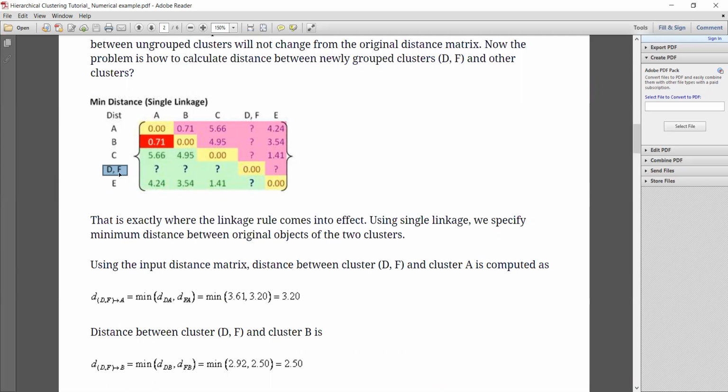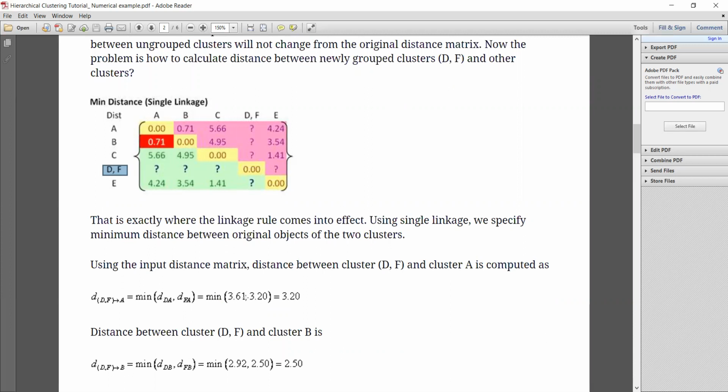So in this cluster, we have two objects, D and F. So calculate the distance between D and A. Then calculate the distance between F and A and check for the minimum distance. So which is the minimum distance, either DA or FA? Here the distance between DA is 3.61 and the distance between FA is 3.20.